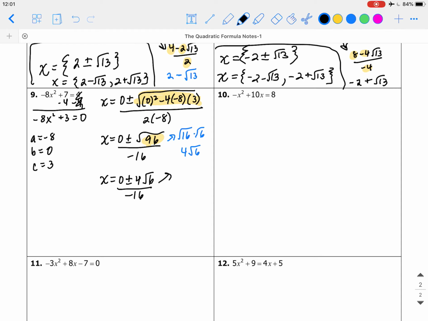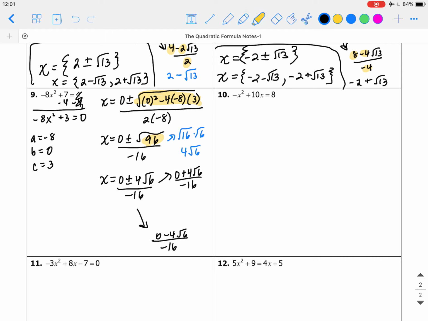Let's rewrite our two examples. So I have 0 plus 4 square root 6 over negative 16, and I have 0 minus 4 square root 6 all over negative 16. Something I want to point out.